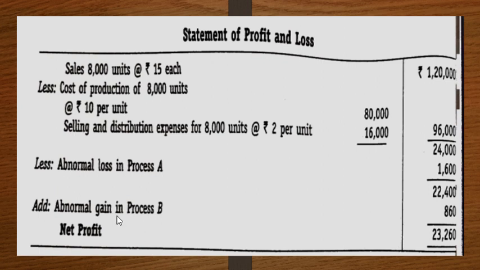When your input is less than your output, you get abnormal gain, which will be added to know the exact profit or loss that you are getting. So in this problem we are getting a net profit of 23,260.